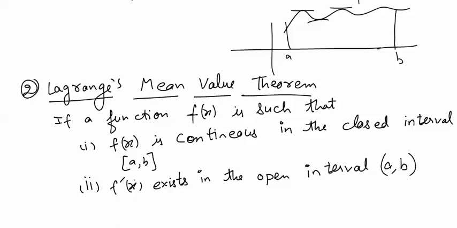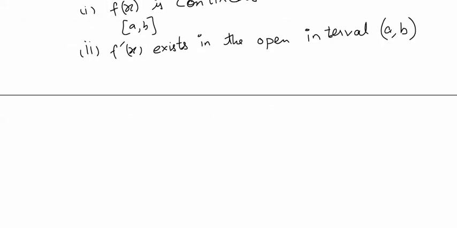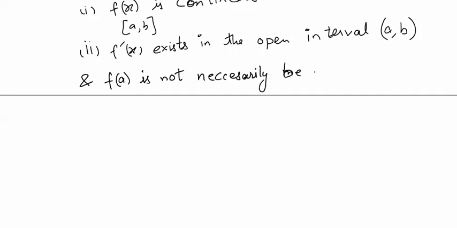What was the third condition there in Rolle's theorem? f of a should be equal to f of b. Here it is not necessary. And f of a is not necessarily equal to f of b.